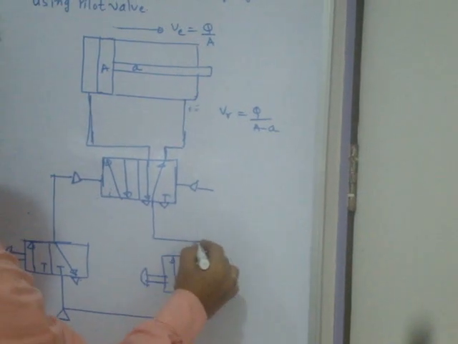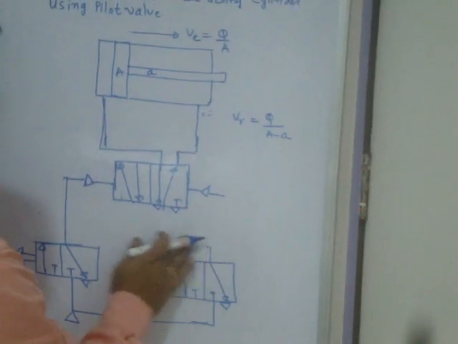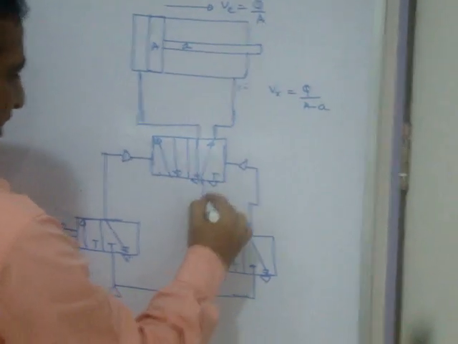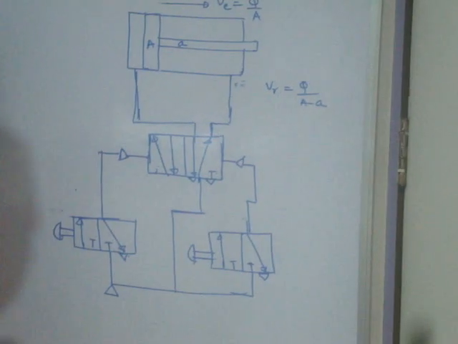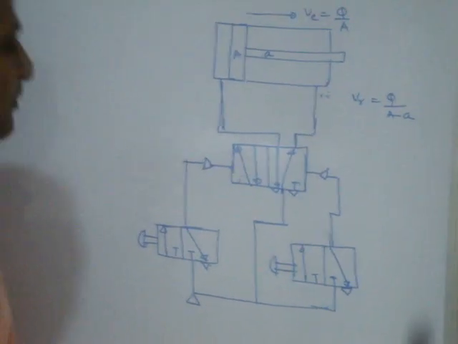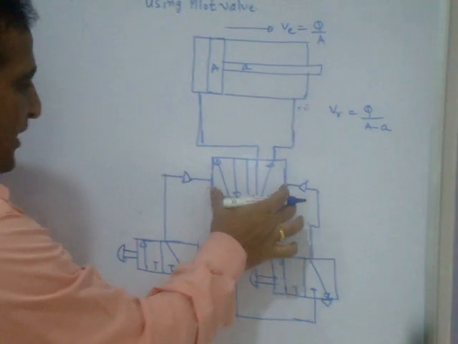And here, this position, as soon as the compressor starts, where does it go? It goes to... but here also the supply is required. This is the working of a double acting cylinder by using pilot operated valves. This is called a pilot operated valve.